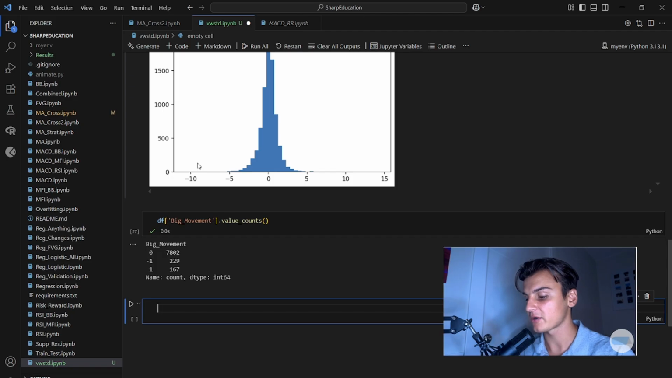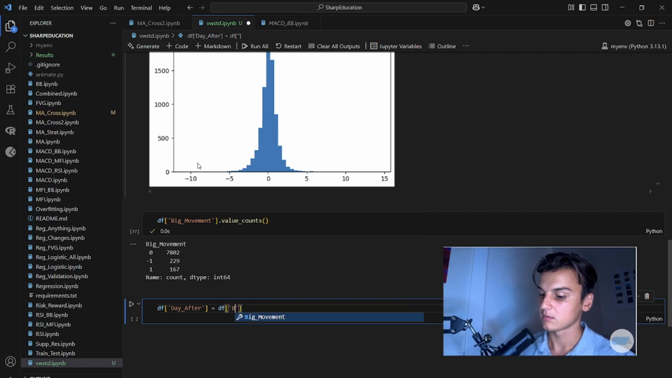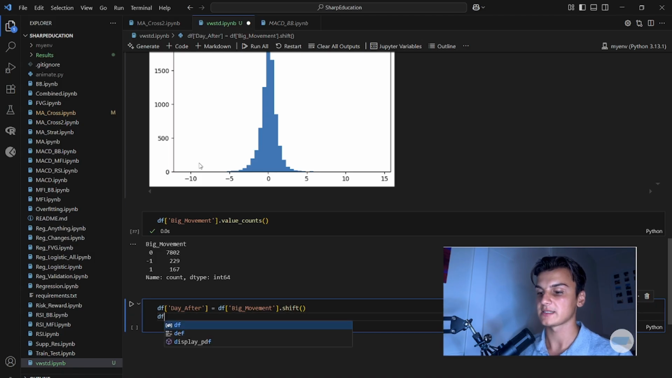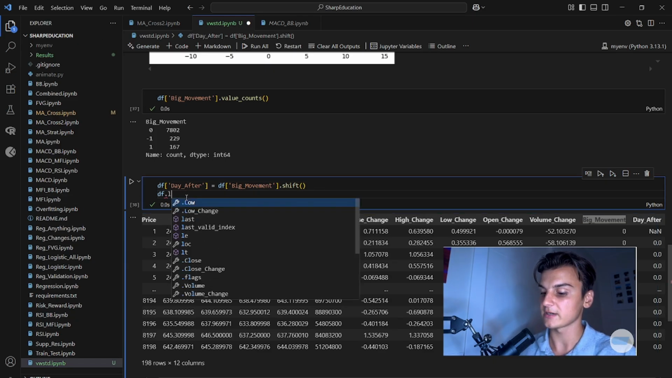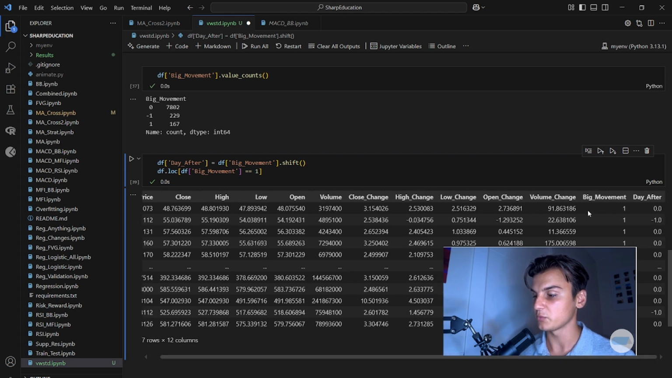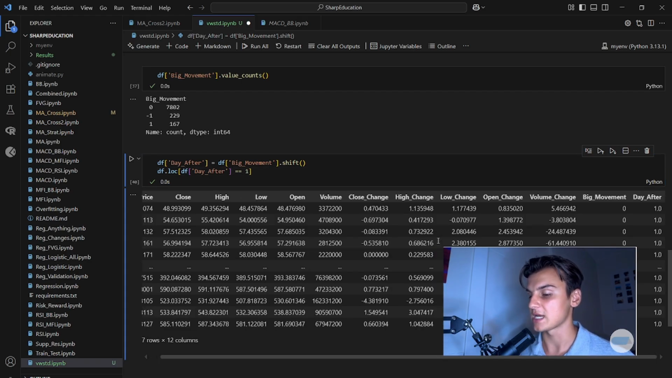So what we can do is make another column for data frame day after. And just shift that, and that's going to be data frame big movement dot shift one. So let's take a look at data frame after we add that column. Right, so we're looking at tomorrow's close price after the big movement. So what I want to do now is do data frame dot loc, so now we have all of the columns where we have big movement as one, and day after is here. So now I have a data frame that shows every single following day where the big movement occurred the day before.